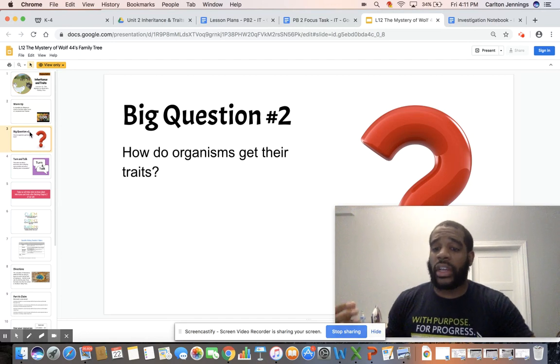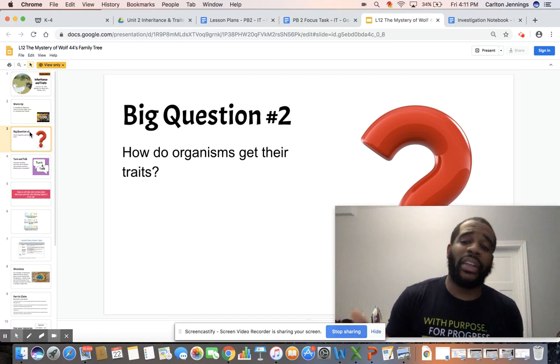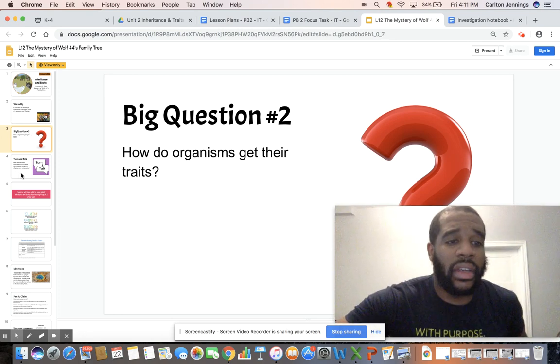Big question: how do organisms get their traits? We just learned this is from our parents. We get our traits from our parents.